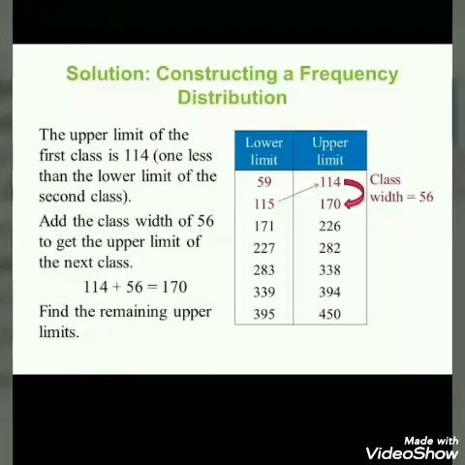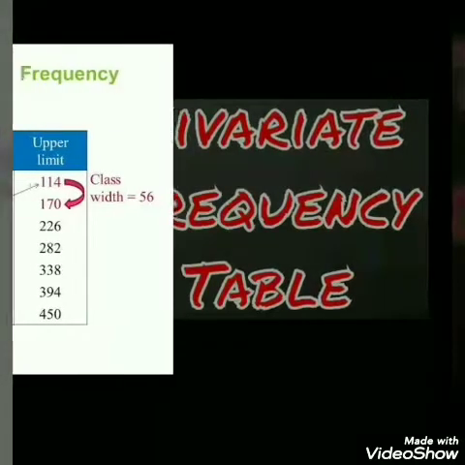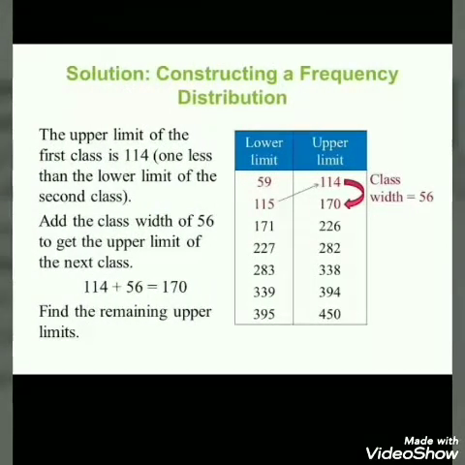The class limits are the two ends of the class. The first one, the lowest value, is called the lower class limit, and the second one, the upper value, is called the upper class limit. Suppose we take 0 to 10. So 0 is the lowest class value, the lower limit, and 10 is the upper class limit. The class interval or class width is the difference between the upper class limit and the lower class limit.